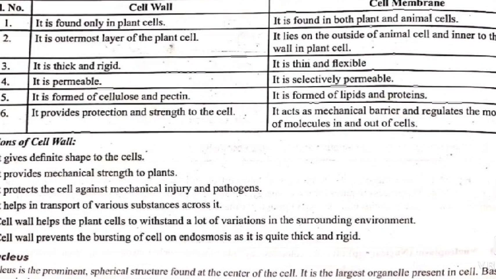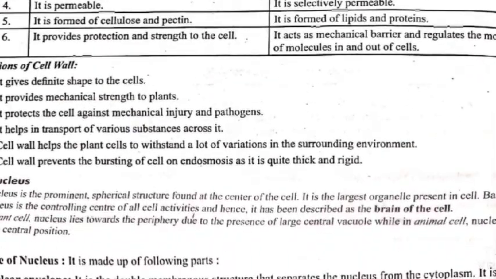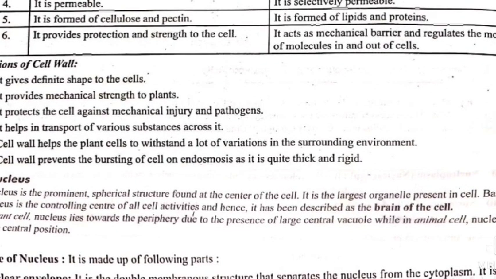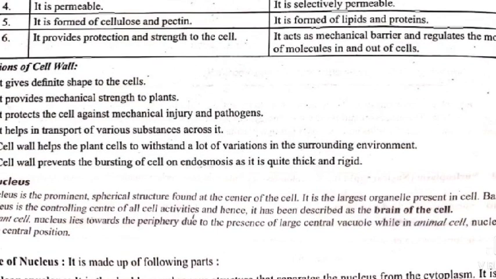The cell wall is formed of cellulose and pectin. The cell membrane is formed of lipids and proteins. The cell wall provides protection and strength to the cells. The cell membrane acts as a mechanical barrier and regulates the movement of molecules in and out of the cells. Function of the cell wall: it gives a definite shape to the cells. It provides mechanical strength to the plants.